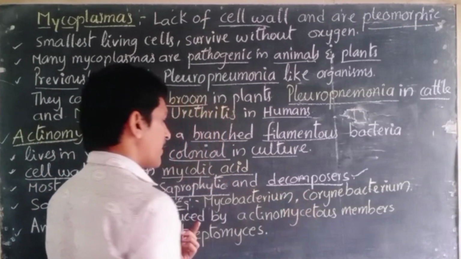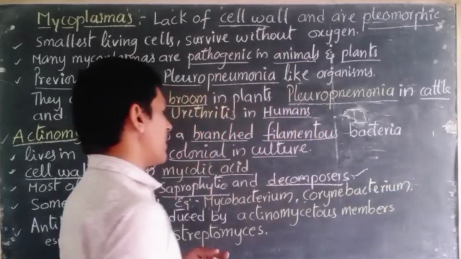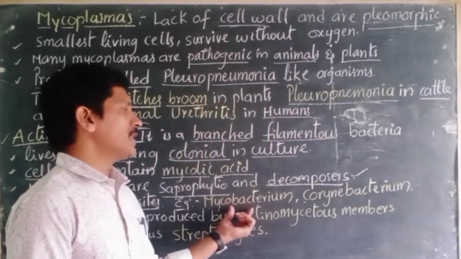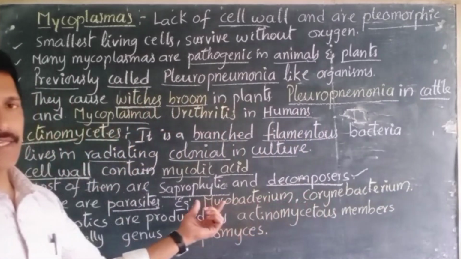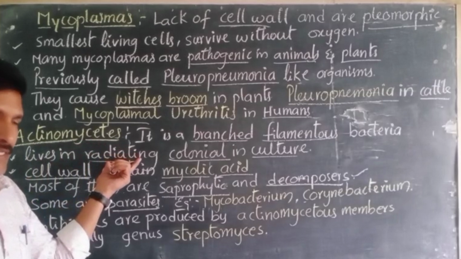Examples of parasitic actinomycetes are given here: Mycobacterium and also Corynebacterium. Two examples are given here. Mycobacterium and Corynebacterium are the examples of parasitic organisms of actinomycetes.